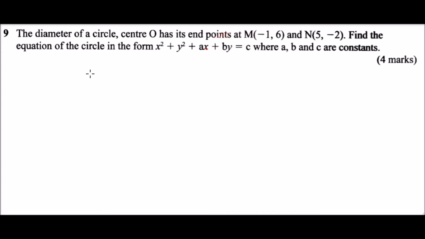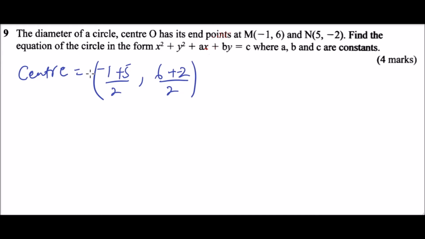Since MN is the diameter, we're going to say center is equal to, what we do is we add minus 1 plus 5 and we divide by 2 to get the midpoint of the diameter, which is the center of the circle, and the other one is 6 plus minus 2 divided by 2. That will give you 4 divided by 2 is 2, and 6 minus 2 is 4 divided by 2 is 2. So that is the center of the circle.